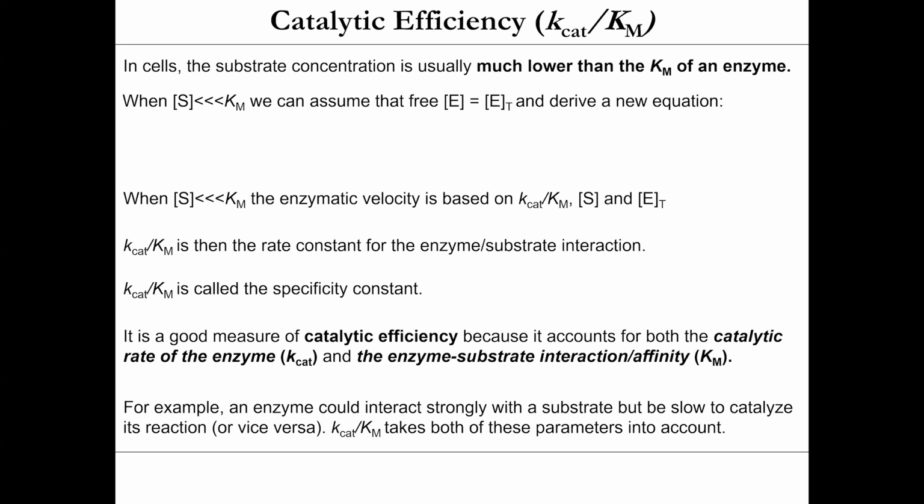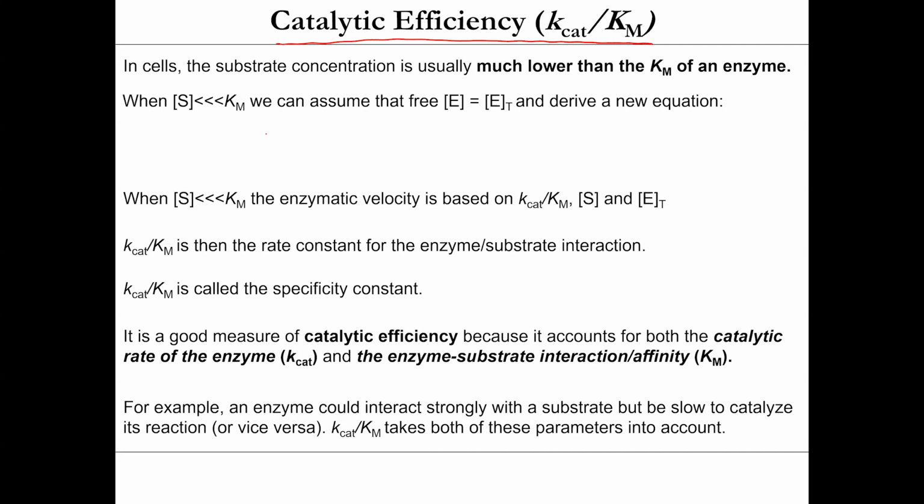So now that we understand how kcat works, we have a new variable. We can use that to get a new way to look at enzyme function or enzyme rates called catalytic efficiency, which is described by kcat over that Michaelis constant, Km. In cells, the substrate concentration is usually much lower than the Km of an enzyme. And when that substrate concentration is much lower than Km, we can assume that all free enzyme equals the enzyme total, and we can derive a new equation from that.